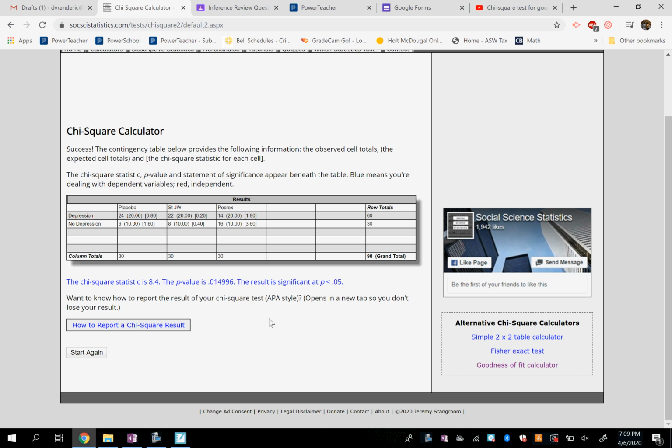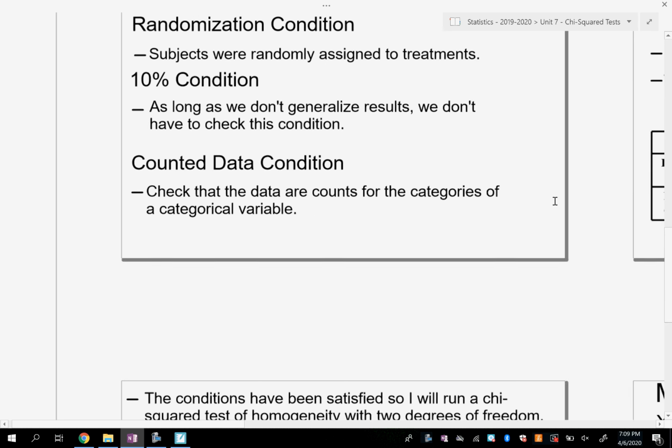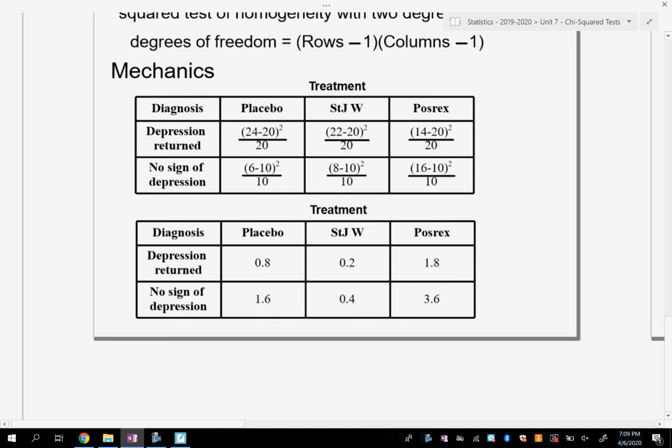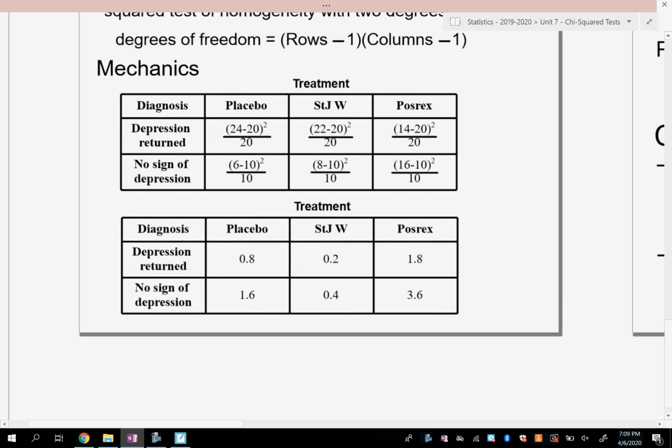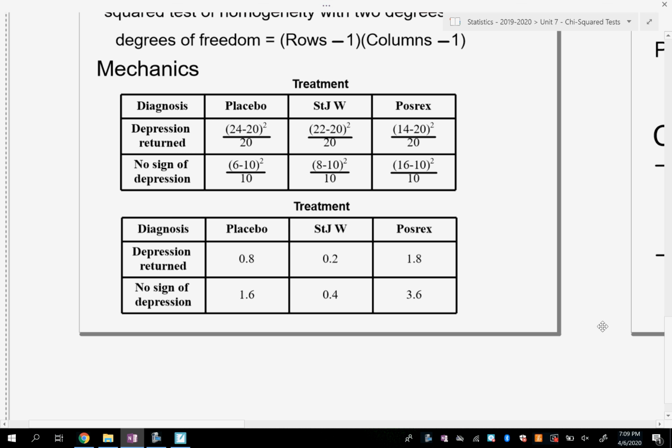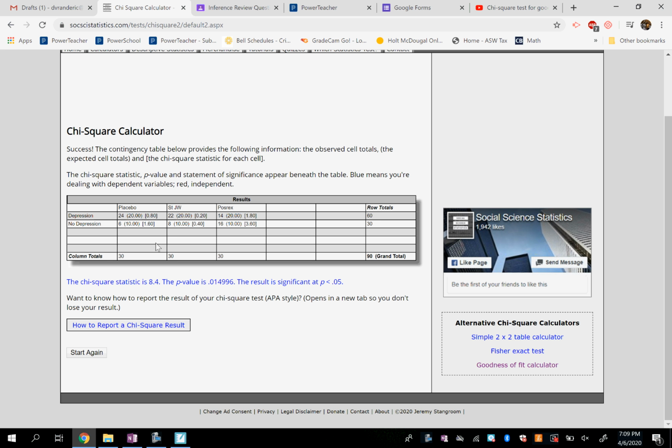Okay, so in each cell, you'll also see in brackets 0.8, 0.2, 1.8, 1.6, 0.4, and 3.6. These are the individual chi-squared values. So I'll go back to the actual notes here. You can see I tried my best to replicate that. You can see the work that I showed you in each cell, and those same numbers, the 0.8, the 0.2, the 1.8, all those numbers are right there as well.